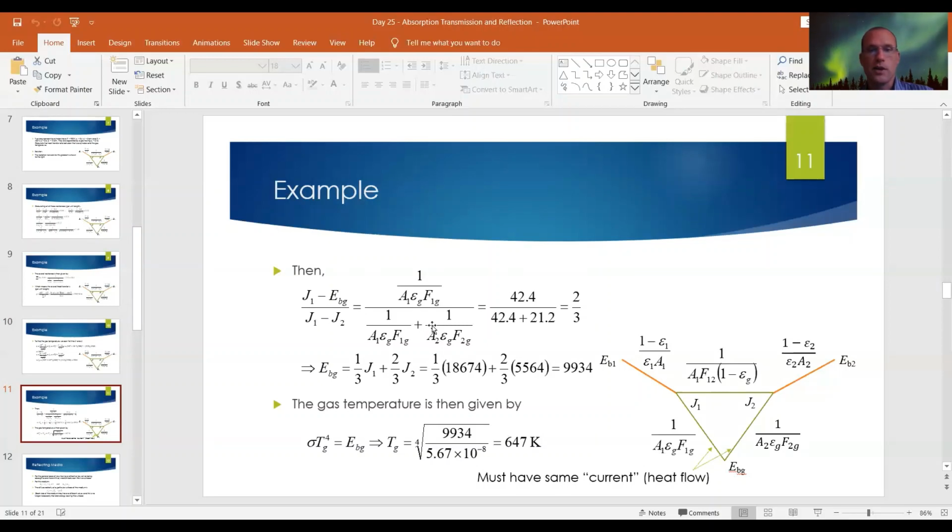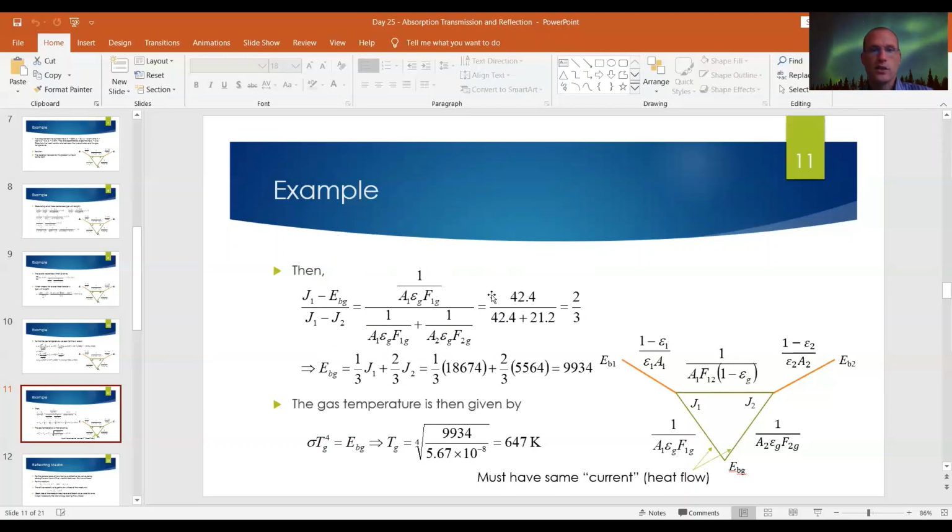Q is this guy divided by this guy. But again, I want to rearrange that, move that to the other side. So I basically started with this guy over that guy equals this guy over this guy, and then just cross multiplied. So I can find the value of this because I know all these resistances.